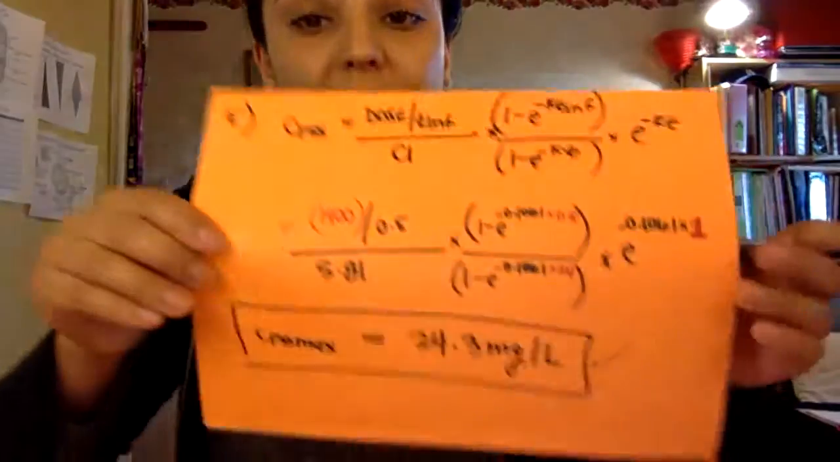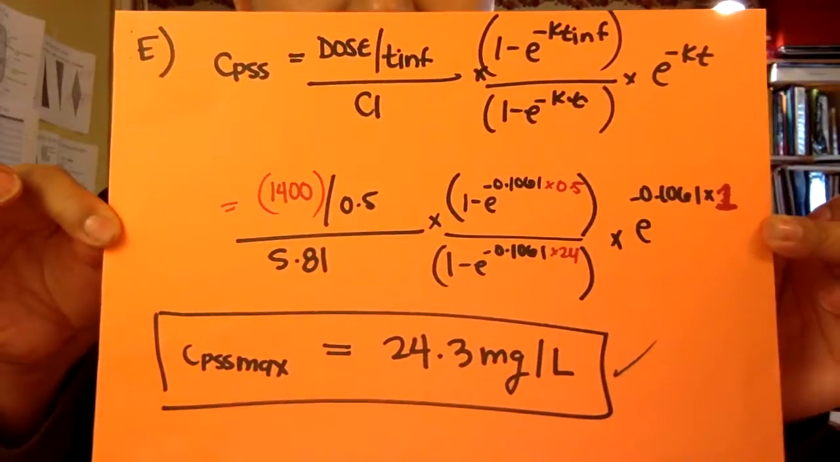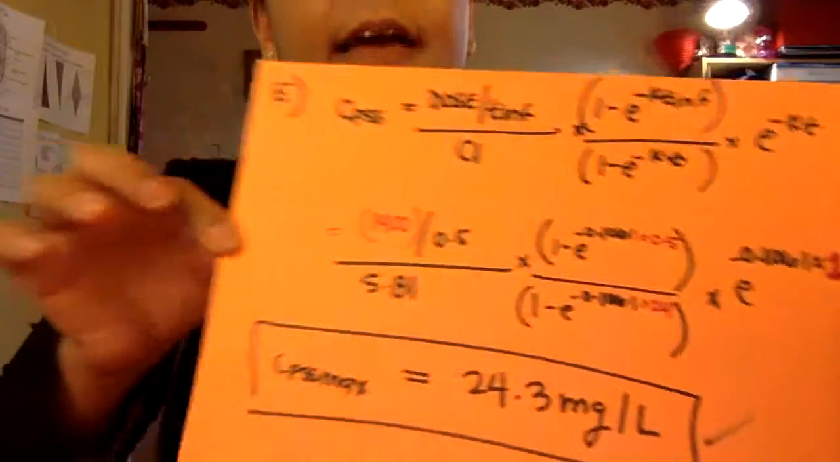To make sure that we are well within the boundaries, we have to calculate it and see what our actual CPSS max is. When you do that, it's going to look like this. And then you get your CPSS max of 24.3 milligrams per liter. That is where the doctor wants us. He doesn't want us to be above 25. So that's pretty much everything, and you have solved parts A through E correctly.